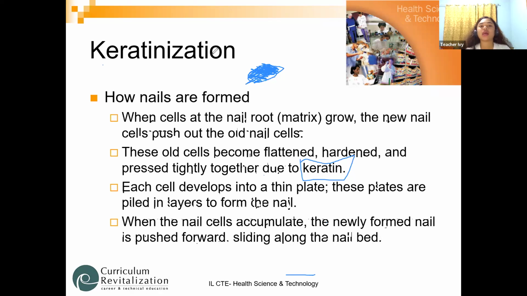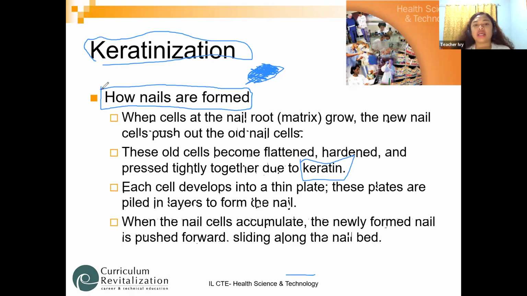So with the use of keratin, our nail grows and our nail is formed. Without keratin, our nail will not be formed. Okay? So I want you to remember the word keratinization. It is the process by which nails are formed. Okay, remember that one. When we say keratinization, it is the process by which nails form. So if you were asked, what do you call the process wherein a nail is formed? Then the answer is keratinization. Okay? I hope that is clear to you.